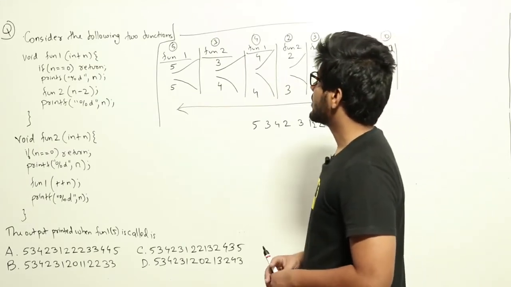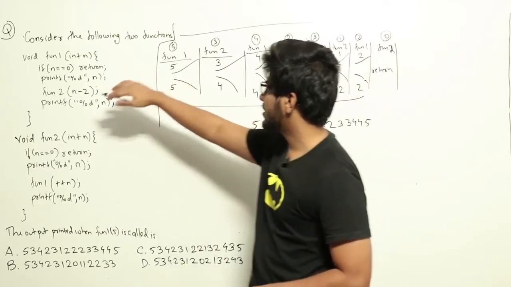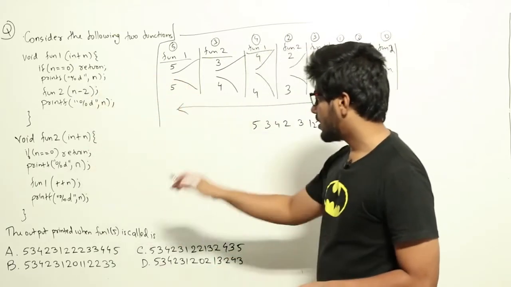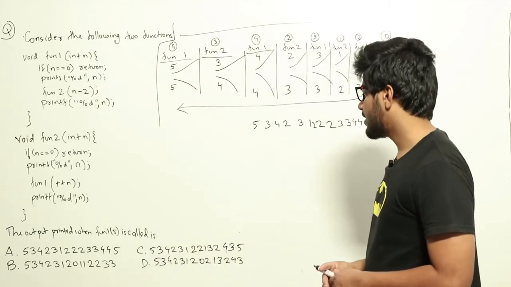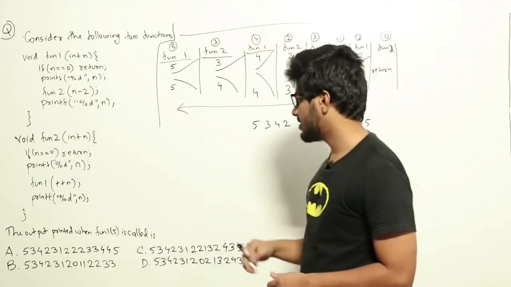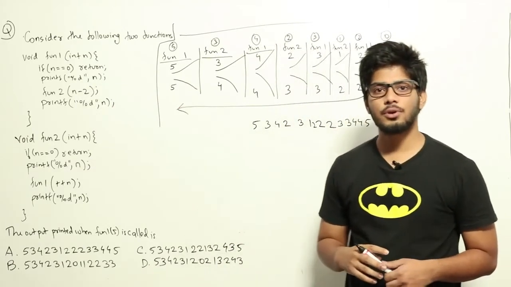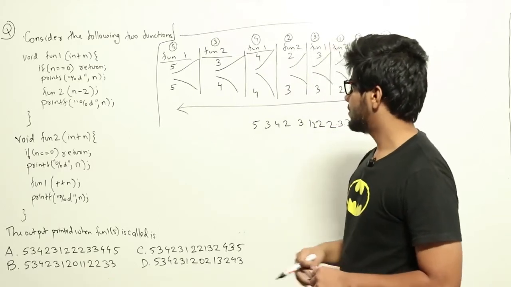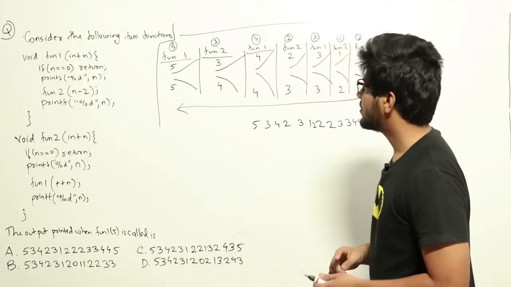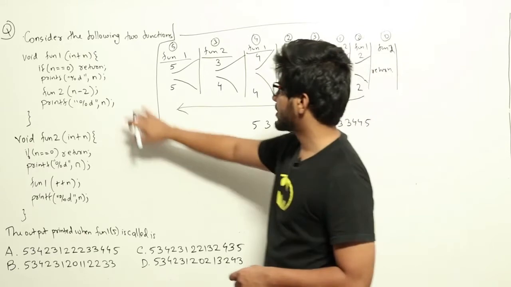Consider the following two functions. They have given us two functions here, fun1 and fun2. The output printed when fun1 of 5 is called is, and four options have been given. This is a question from the C programming section. So let's take a look at what happens when we call these two functions.